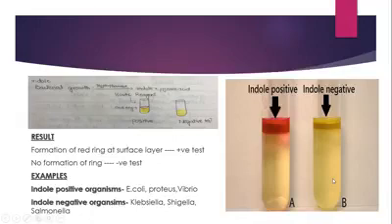Examples include the indole positive organisms, which are E. coli, Proteus and Vibrio, while the indole negative organisms are Klebsiella, Shigella and Salmonella.